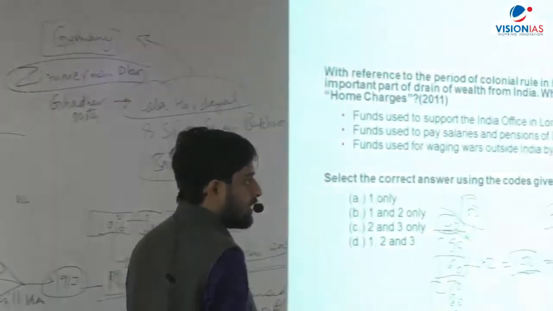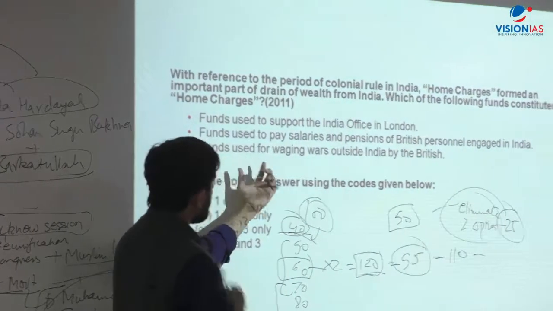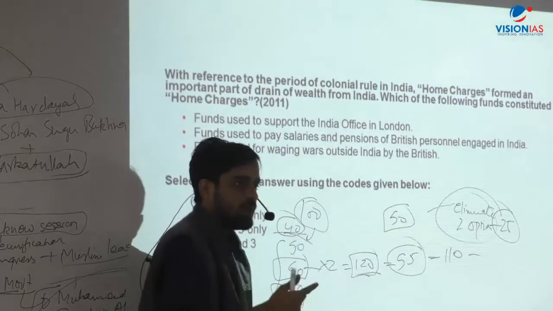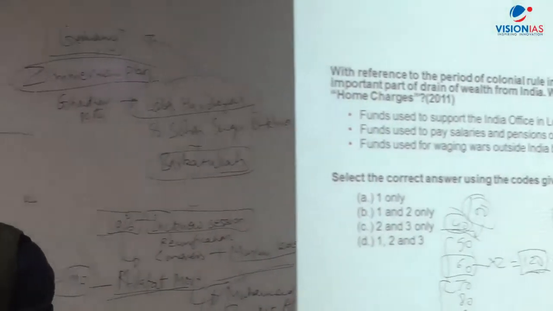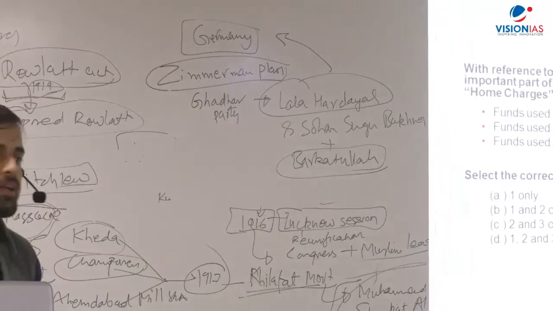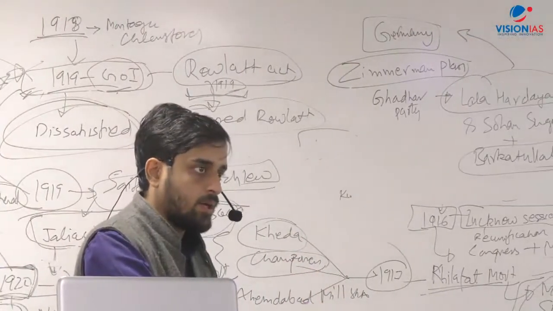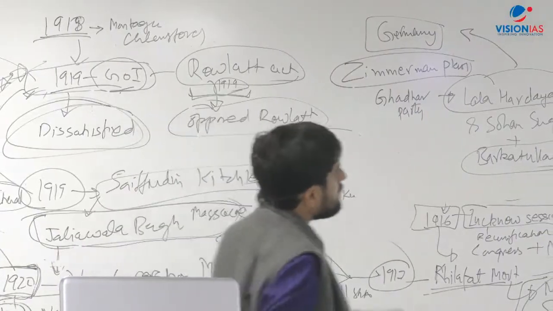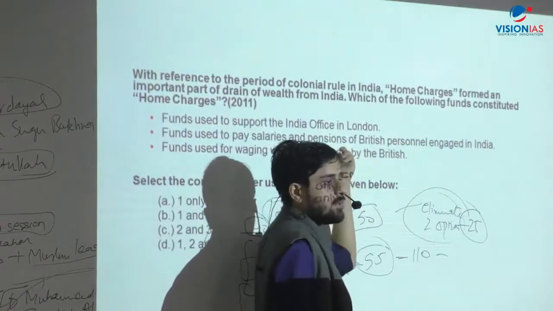Okay, so there were many people who were saying that statement 3 is whether it is correct or incorrect. There was a doubt on this because there were wars which were fought by the British Indian Army outside India as well. Okay, so there were some who said that this also constituted a drain of wealth. But primarily, the British Indian Army was used to expand within India. Okay, so that is why it would have been a correct statement. Funds were used for waging wars within India by the British.